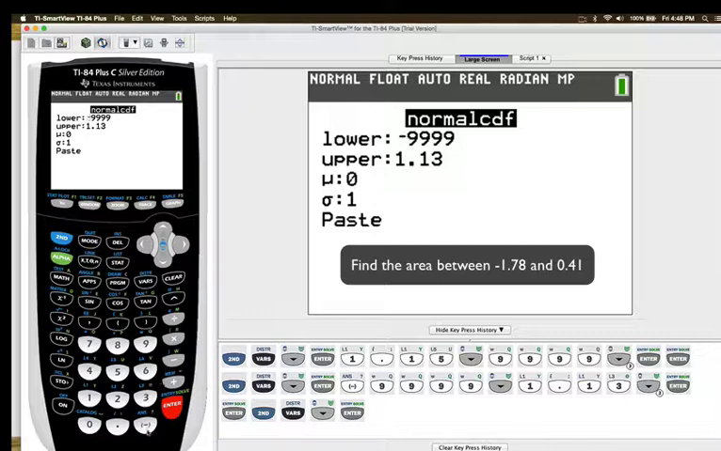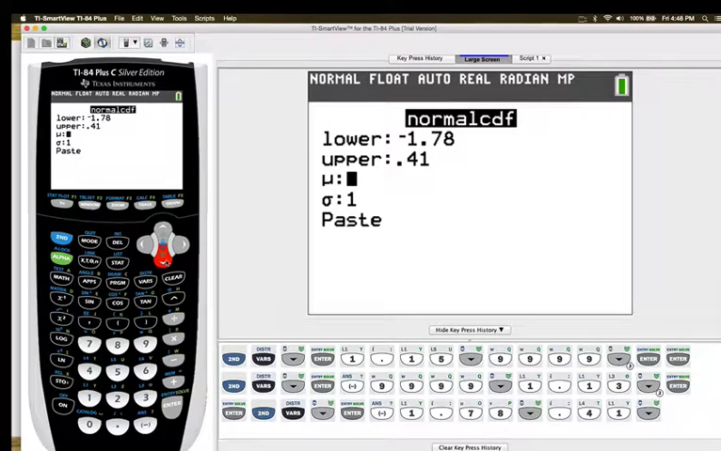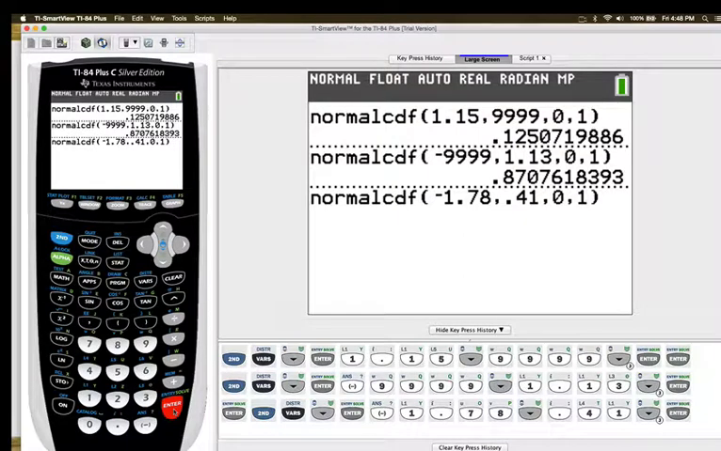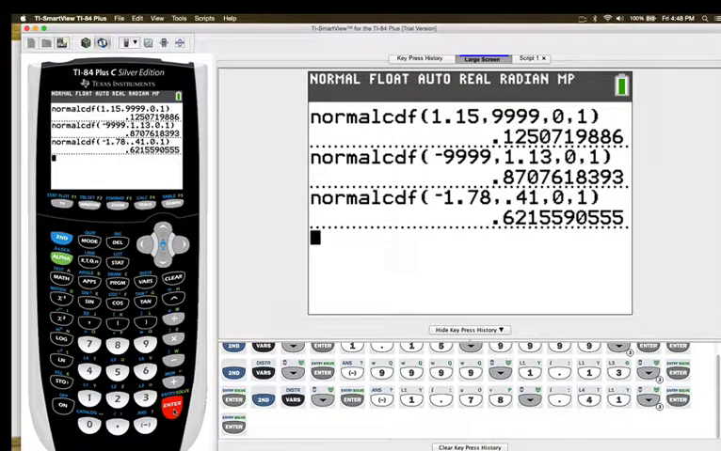So my lower bound is now negative 1.78. My upper bound is 0.41. We scroll down, paste, press enter, and enter again. And the area or the probability is 0.622 depending on your rounding rule. That's how you find the area for given z-scores.